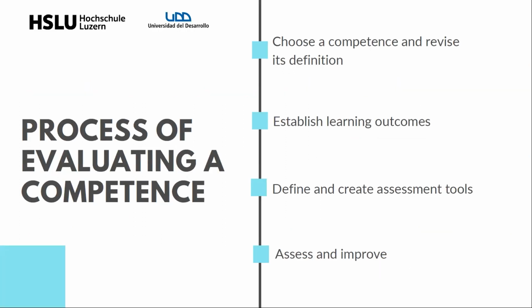Okay, so let's start with the basics. The process of evaluating a competence, any competence, not only IC. The first one, you choose the competence, of course, and revise its definition. And that's why I told you that it's very, very critical that you know the definition of the thing that you want to evaluate. And then you establish learning outcomes for that. You don't have to choose the whole competence. You can choose one part of it and then establish learning outcomes for that.